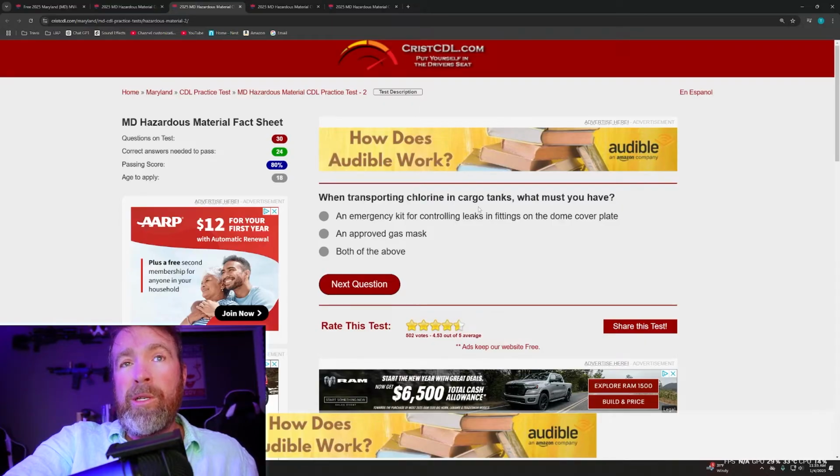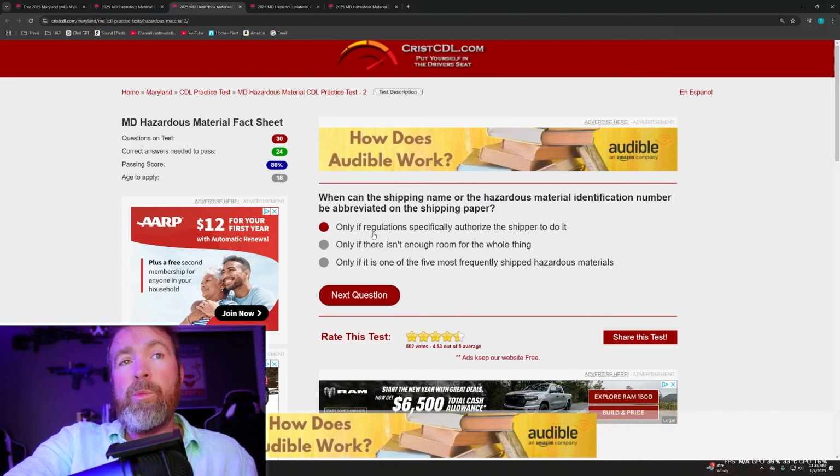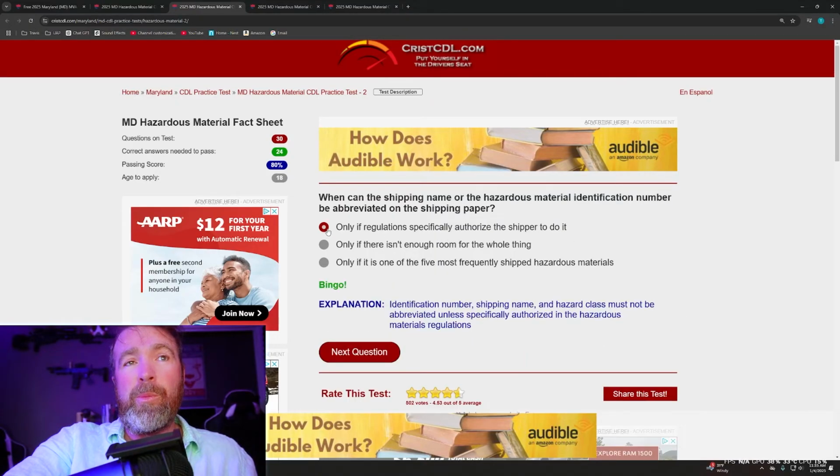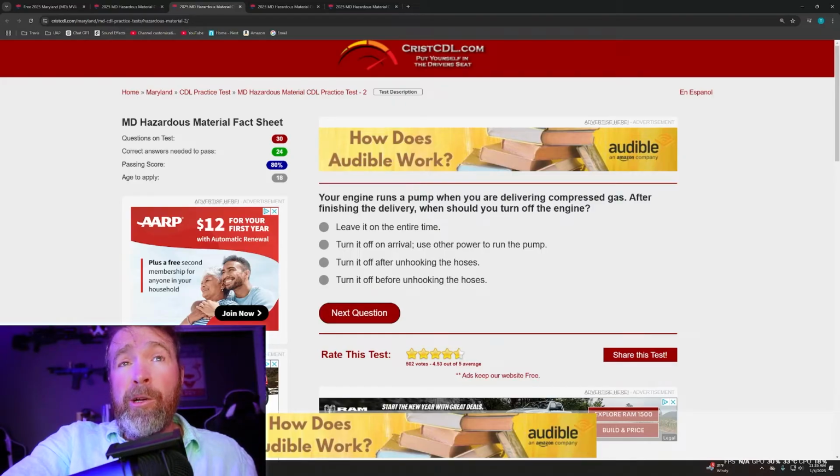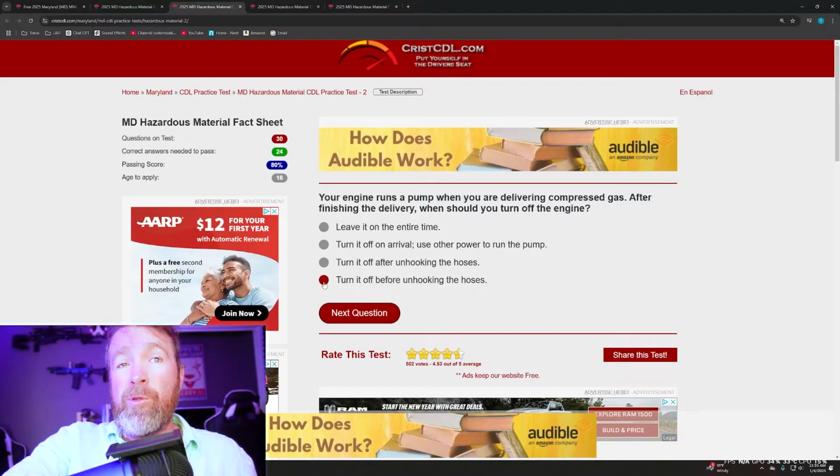When transporting chlorine in cargo tanks, what must you have? An emergency kit for controlling leaks and an approved gas mask, both of the above. When can the shipper name or hazardous material identification number be abbreviated on the shipping paper? Only if regulations specifically authorize the shipper to do it. Your engine runs a pump when you are delivering compressed gas. After finishing the delivery, when should you turn off the engine? Turn it off before unhooking the hoses.